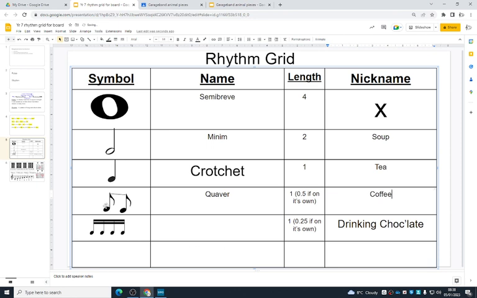And I do that because there's two notes or two syllables. Coffee, coffee, coffee. The next one down is exactly the same. It would look like this on its own, but it would have two tails. And what I've done here is I've put four of them together because it's worth 0.25 on its own. I've put four of them together and I've joined them up with two lines. That is called a semi-quaver. And to say the nickname, it's drinking chocolate. It's four really fast ones, drinking chocolate.